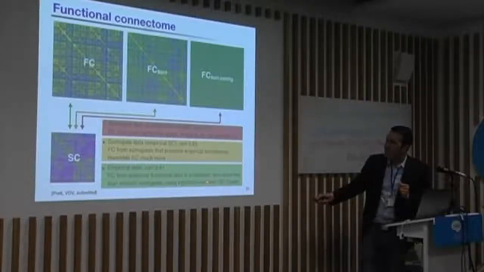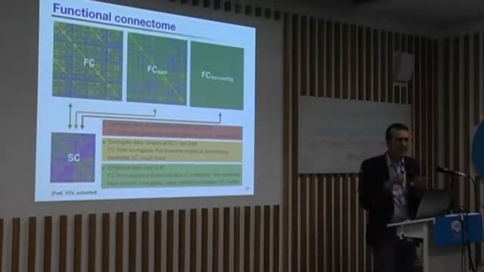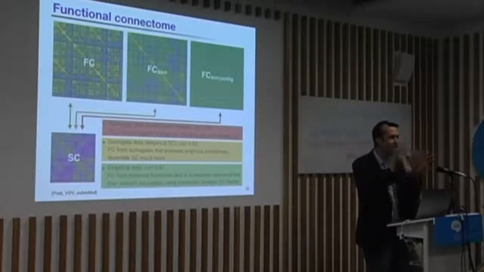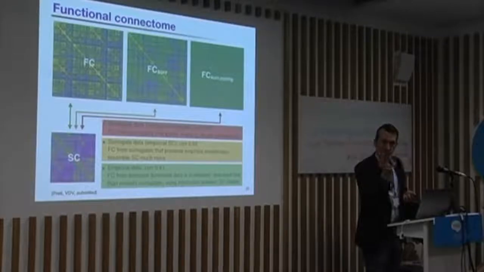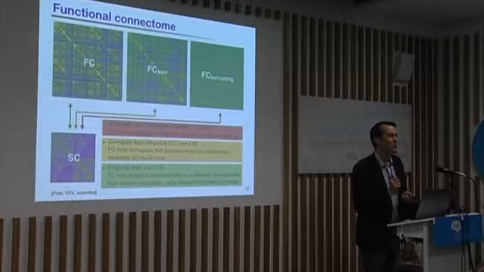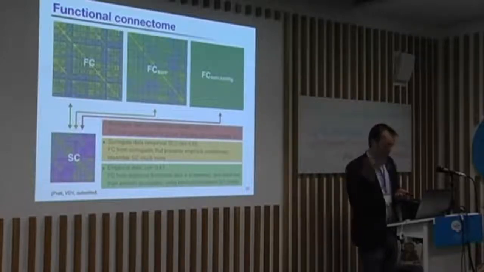Okay, so actually, if you think more about this, it means that true empirical functional data is exploiting some interactions between the modes of the structural connectome. And the interactions are exactly what we destroy with the randomization procedure. Okay, we can discuss this later on.